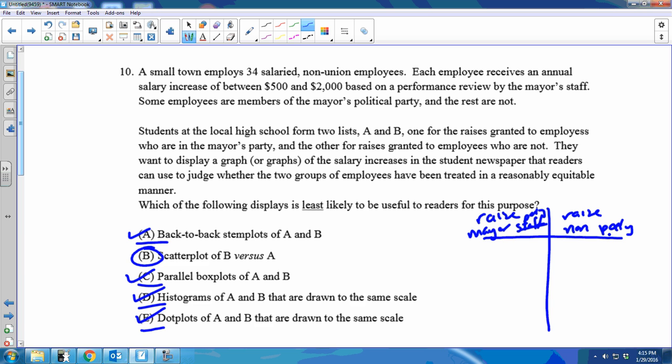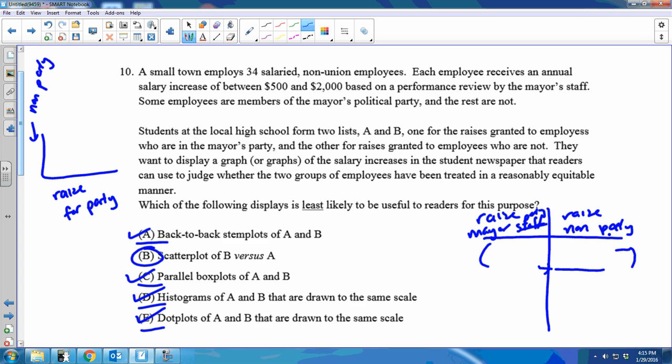So B ends up being the right answer. It's not going to be helpful to see a scatter plot that has raise for people who are part of the party, and then raise for non-party compared. That means you make a coordinate out of two things that don't really go together. So that's not really very helpful in making any comparison. So the correct answer is B.